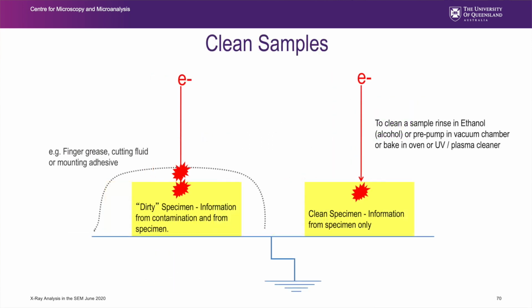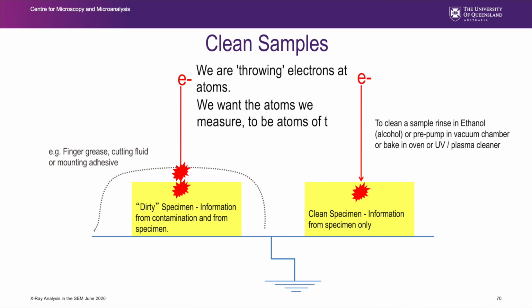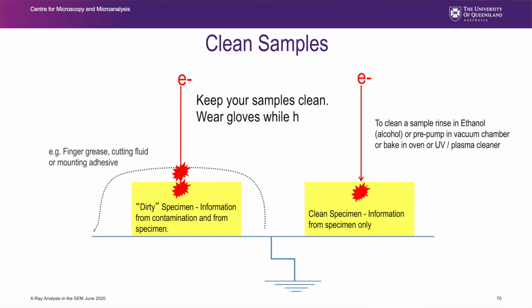Always remember, you're throwing electrons at atoms. You want the atoms you measure to be the atoms of your specimen, not the atoms of the fingerprint you've put on top of your specimen. If you're holding your specimen with your hand, there's finger grease there. Keep it clean, rinse it in ethanol, handle it with gloves, keep your gloves clean.